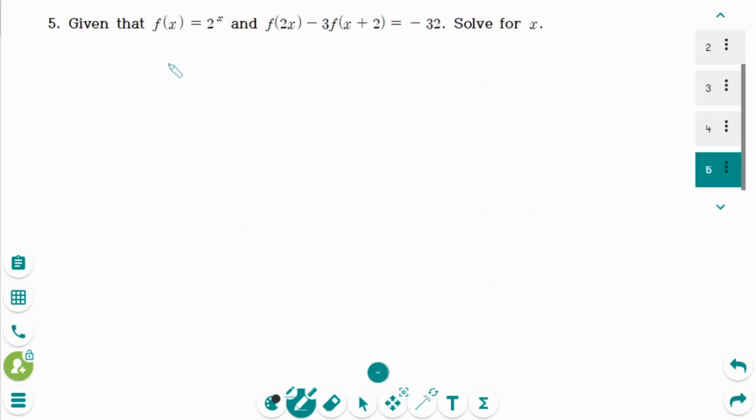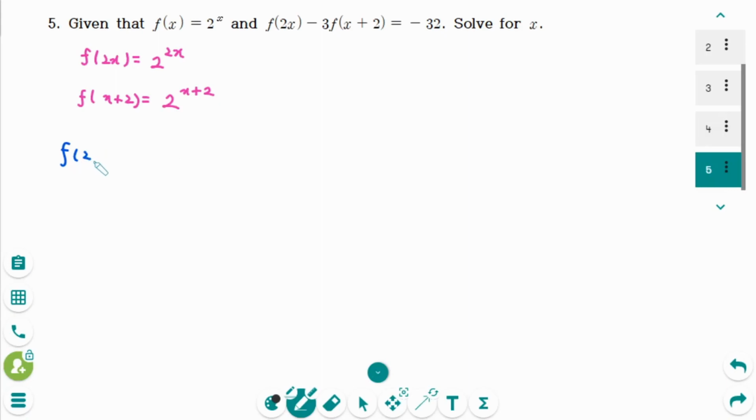Number 5, f of x equals 2 to the power of x. So f of 2x equals 2 to the power of 2x. And f of x plus 2 equals 2 to the power of x plus 2.